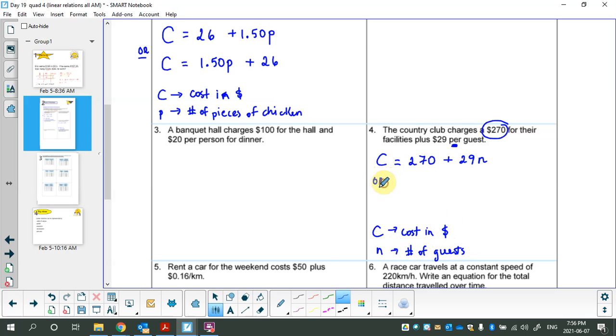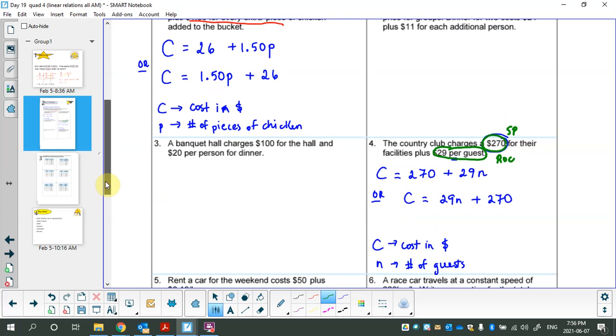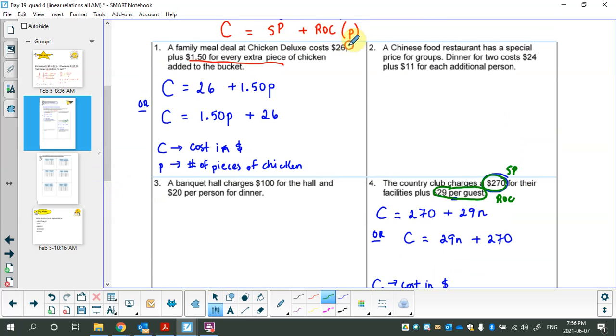And don't forget your "or". Somebody might mess with you a little bit and want to reverse this. So they might start with the 29N plus the 270. So this per is the rate of change. This 270 is the starting point. With this one here was the starting point. This was your per, so that was the rate of change.